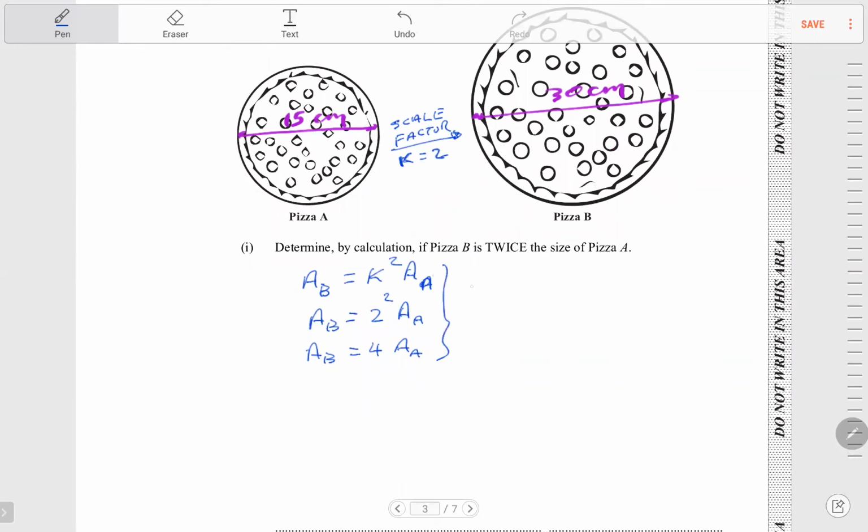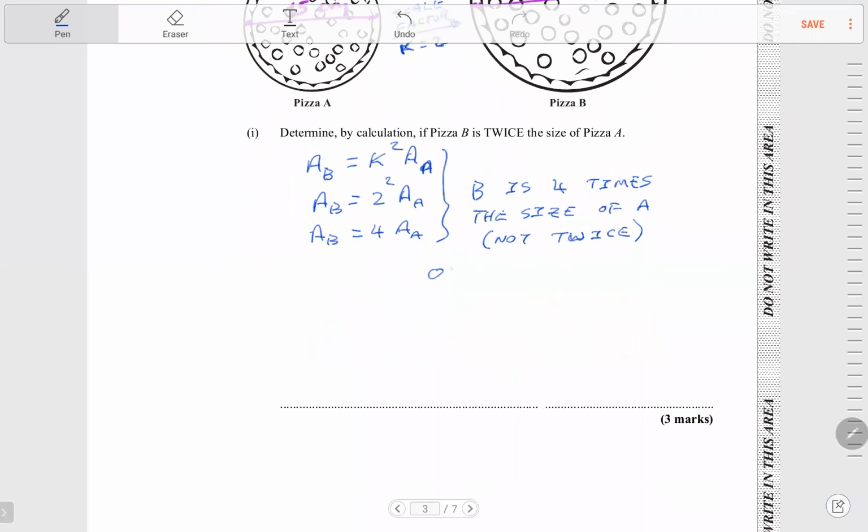So B is 4 times the size of A, not twice as the assumption. It's not twice, it's actually 4 times. But we could actually calculate it. I think this will be easier if you recognize that you can use enlargement, but we could actually calculate it using area.